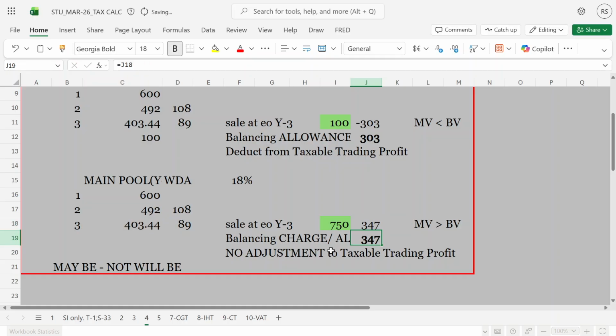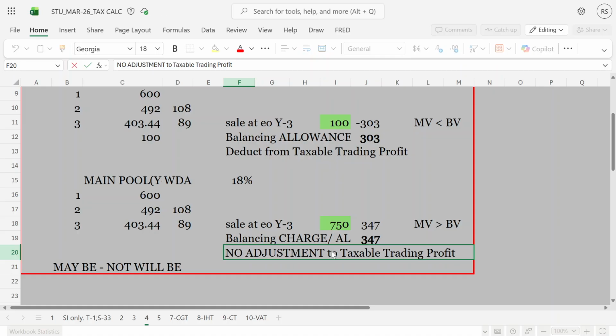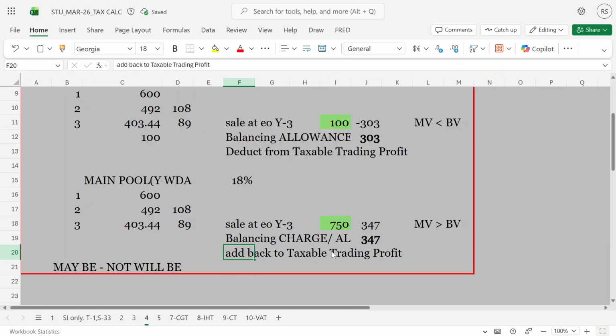So balancing charge means, in this case, it's not no adjustment. You have to add it back. Add back to taxable trade, add back the 347. You understand? Because you took too much depreciation, that's why your book value fell well below the market value.